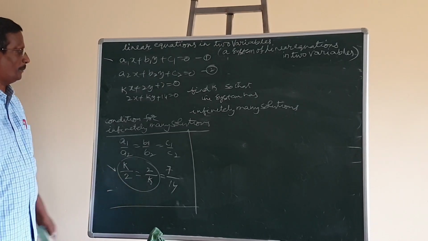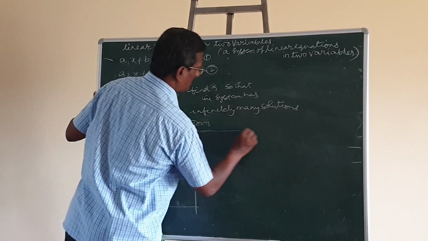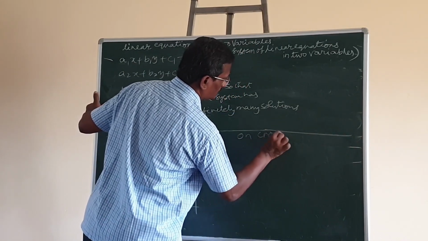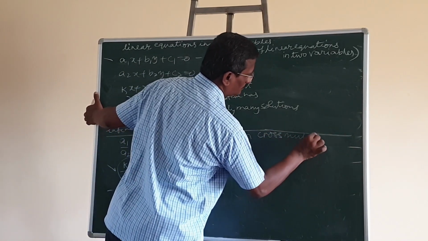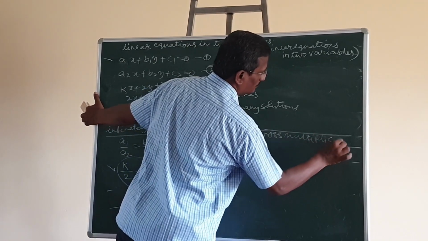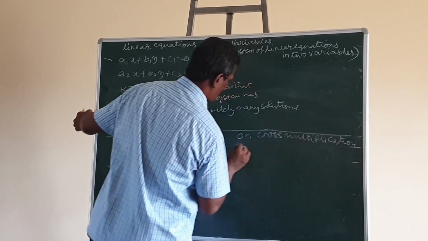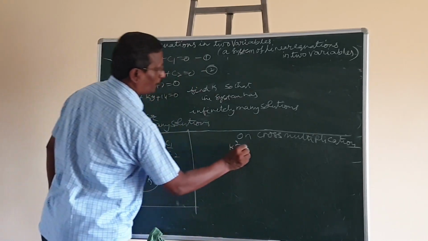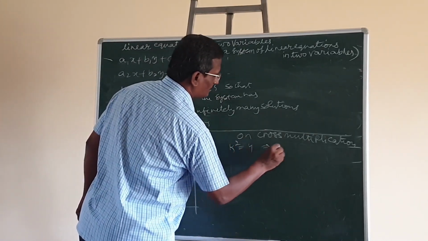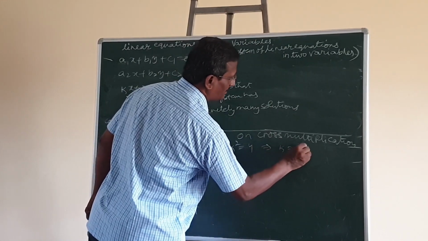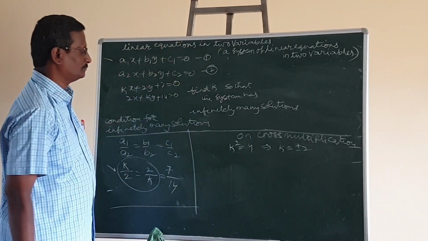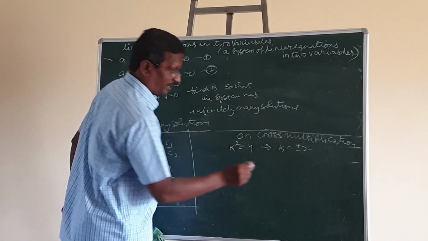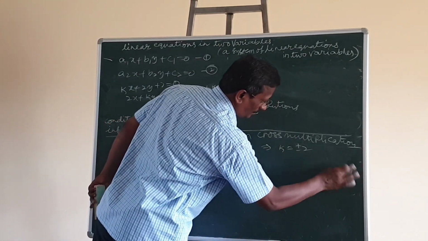k by 2 is equal to 2 by k. On cross multiplication, k square is equal to 2 into 2, 4. This implies k is equal to plus or minus 2. In fact, on taking square root, the square root of 4 is always 2.